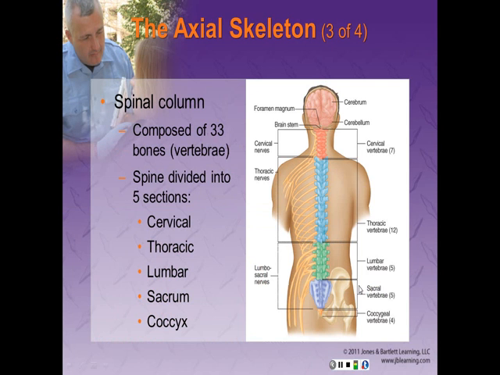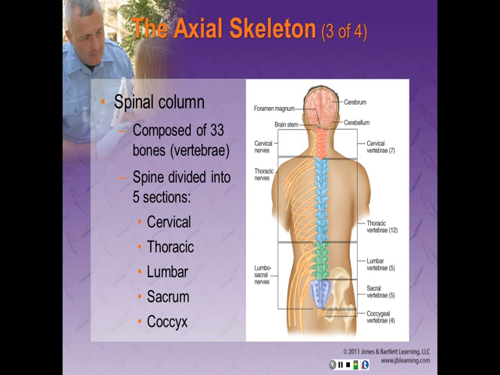The spinal column is composed of 33 bones called vertebrae. It is the central supporting structure of the body. The vertebrae are named according to the section of the spine where they are. They are numbered from top to bottom, and they're not numbered 1 through 33. They are numbered based on the sections. 5 sections from top to bottom.